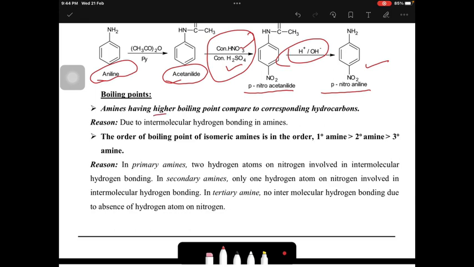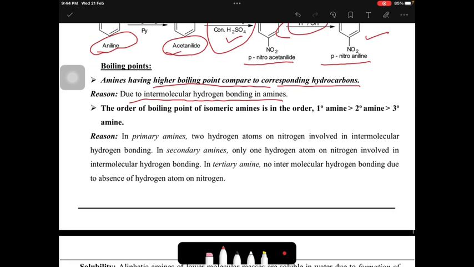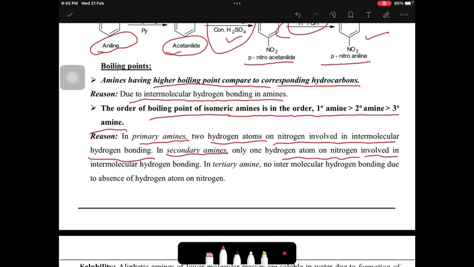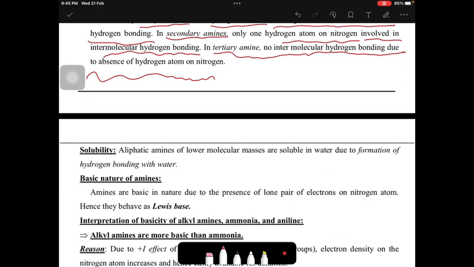Boiling point. Amines have a higher boiling point compared to corresponding hydrocarbons due to intermolecular hydrogen bonding in amines. The order of boiling point of isomeric amines is primary greater than secondary greater than tertiary amines. Reason: in primary amines, 2 hydrogen atoms on nitrogen are involved in intermolecular hydrogen bonding. In secondary amines, only one hydrogen atom on nitrogen is involved in intermolecular hydrogen bonding. In tertiary amines, there is no intermolecular hydrogen bonding due to the absence of a hydrogen atom on nitrogen.